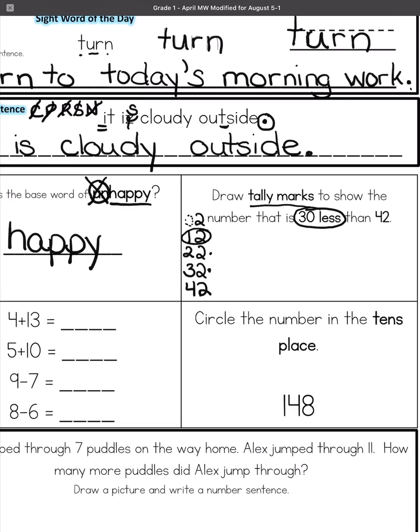Tally marks come in groups of 5, and I might make mine a little different. Sometimes being left-handed, I make things a little different. There's 1, 2, 3, 4, and then we cross. Okay.